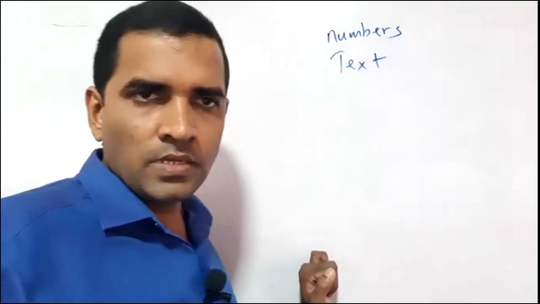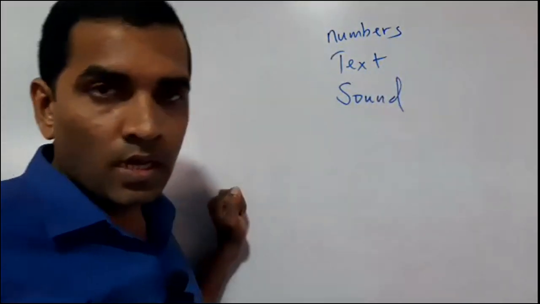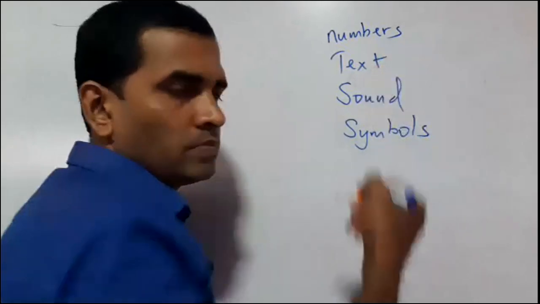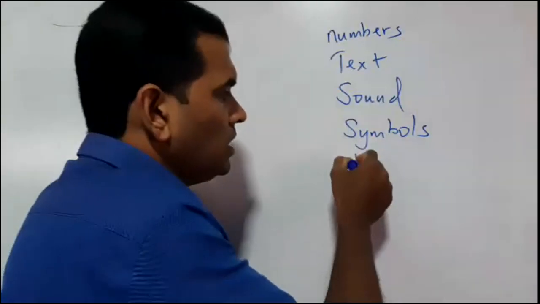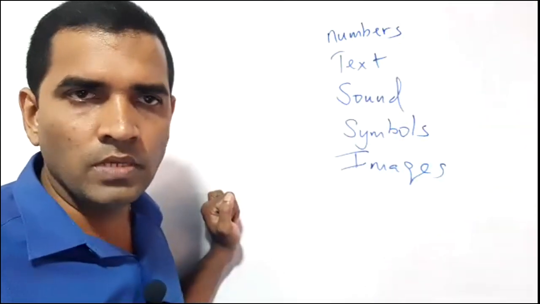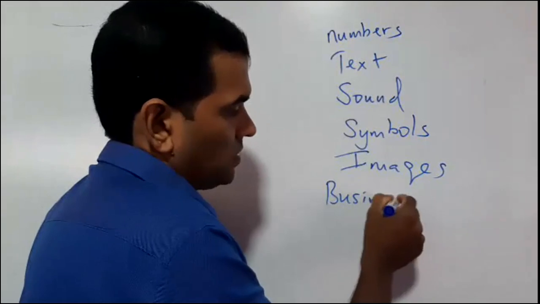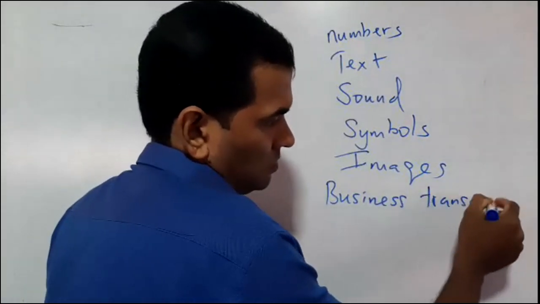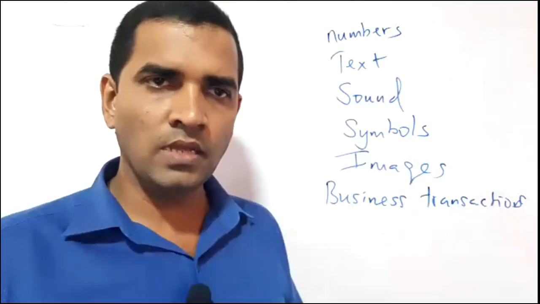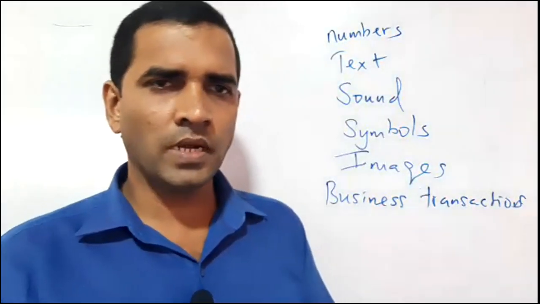I will take some examples later, right? Your data can be text. It can be sound. Data can be sound too. Even it can be symbols. Symbols. Even images. Data can be images. If it is unprocessed, definitely that image is data. Even business transactions, the one which we talked about at last, right? Having incomes and expenditures, these are some sort of business transactions.